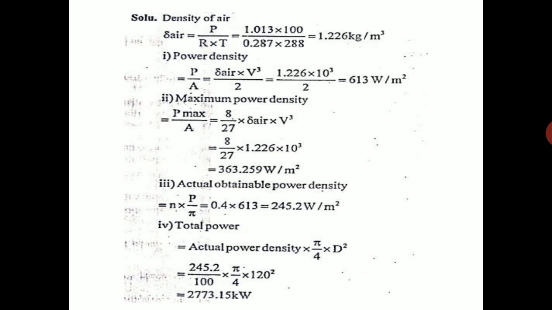rho is equal to P by RT, where P is the pressure of air, that is 1.013 into 100. This is in kilopascal. Okay, it's 1 bar, 1 atmosphere, or we can multiply it by 100 and it becomes kilopascal, divided by R of air. R of air is 0.287, and temperature is given as 15 degrees centigrade. So 15 plus 273 becomes 288 Kelvin. Here absolute temperature is taken in terms of Kelvin. So the density of air will be 1.226 kg per meter cube.